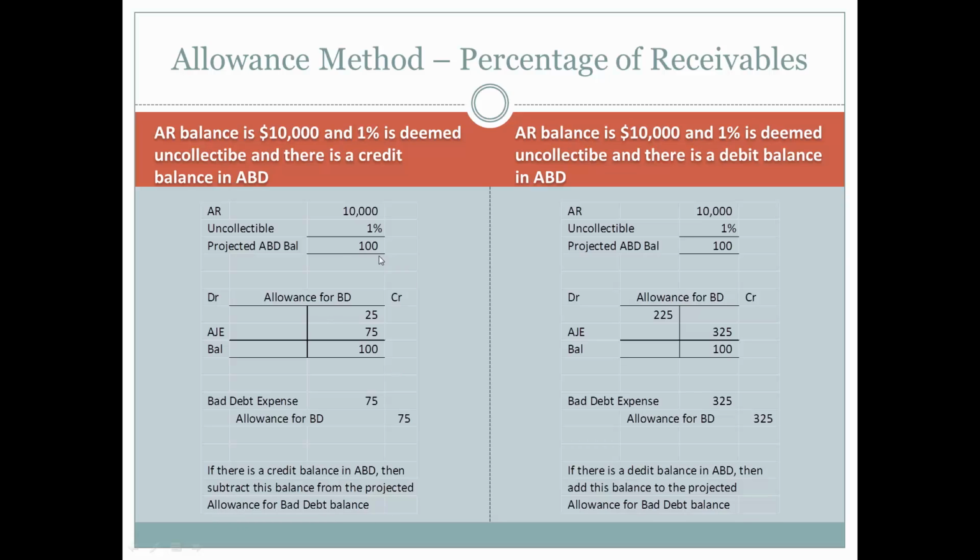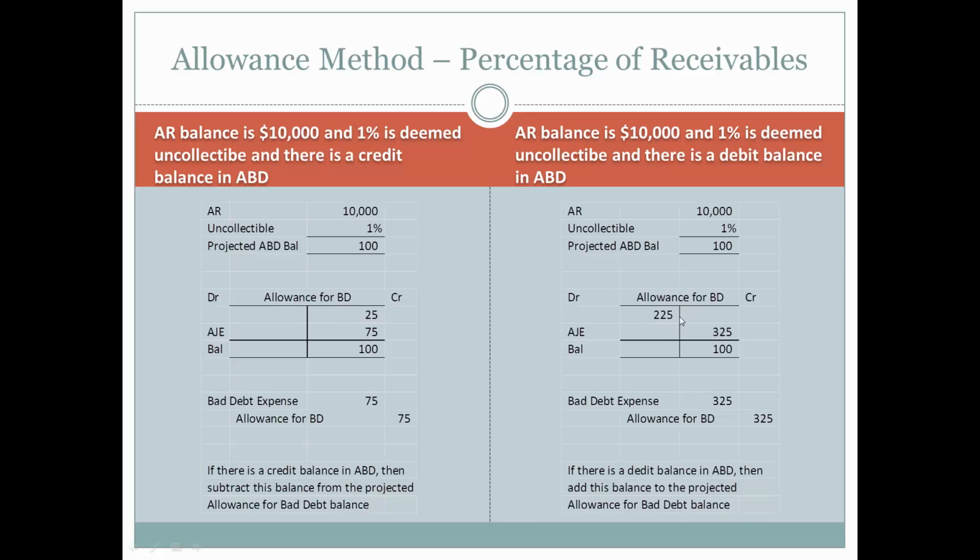If we're expecting that at the end of the process of booking the adjusting journal entry we should have a $100 balance in the account, then we will take the current credit balance, subtract it from what we project, and that will be our adjusting journal entry.